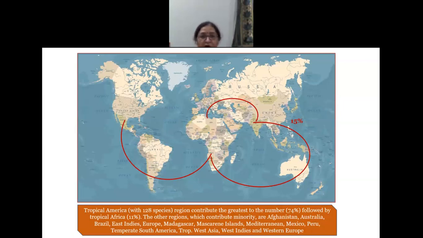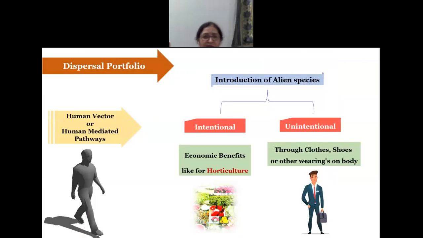It means all these are parts of the world which are not connected to India by land. In spite of that, we are finding that these plants are showing their presence in India. So what makes these plants come over when there is no land connectivity from America or Australia or other islands? It is said that human beings are the vector, the main mediator, which bring these invasive plants to India or any part of the region.